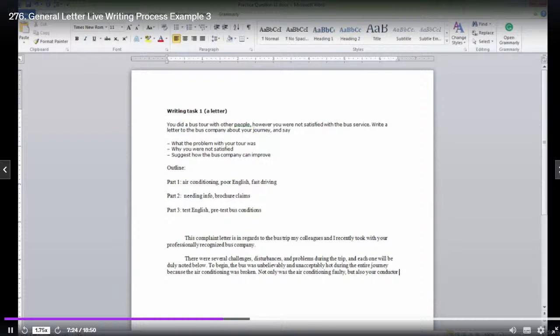We could say driver, but conductor is a better word. There is our first part. We talked about the problems. Look at the sentence structures, everybody. Look at my use of adverbs, okay? That's what you want to be able to look at, okay?